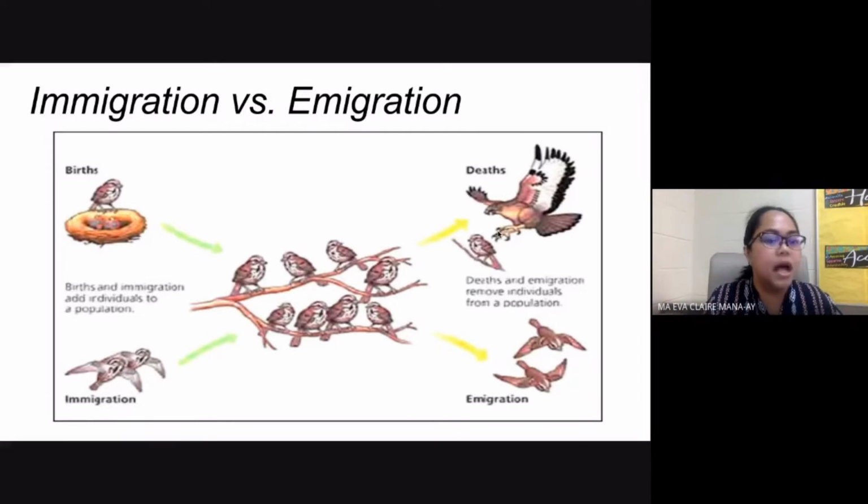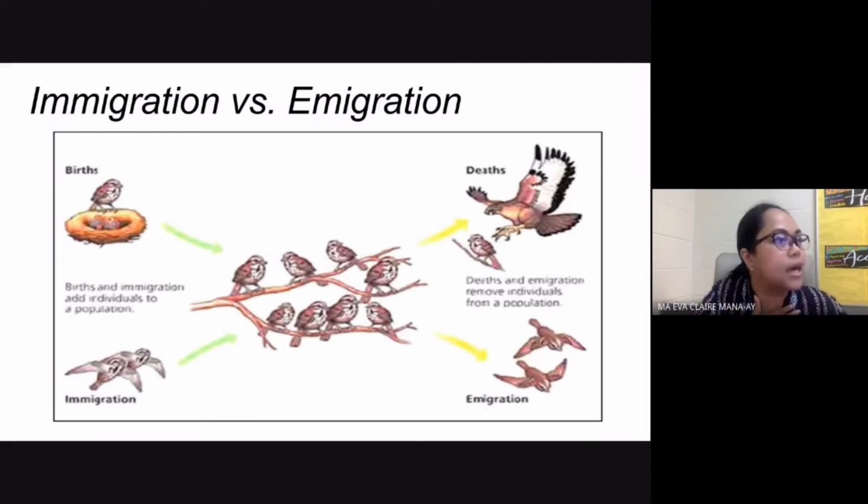Okay, but now they've already included immigration and emigration. These two here are parts of migration. That was the answer of Jason a while ago. So when you say migration, it has two parts. Immigration, spelled I-M-M-I, which is the coming of people from another place. And emigration, spelled E-M-I, which is the leaving of people from a certain place.